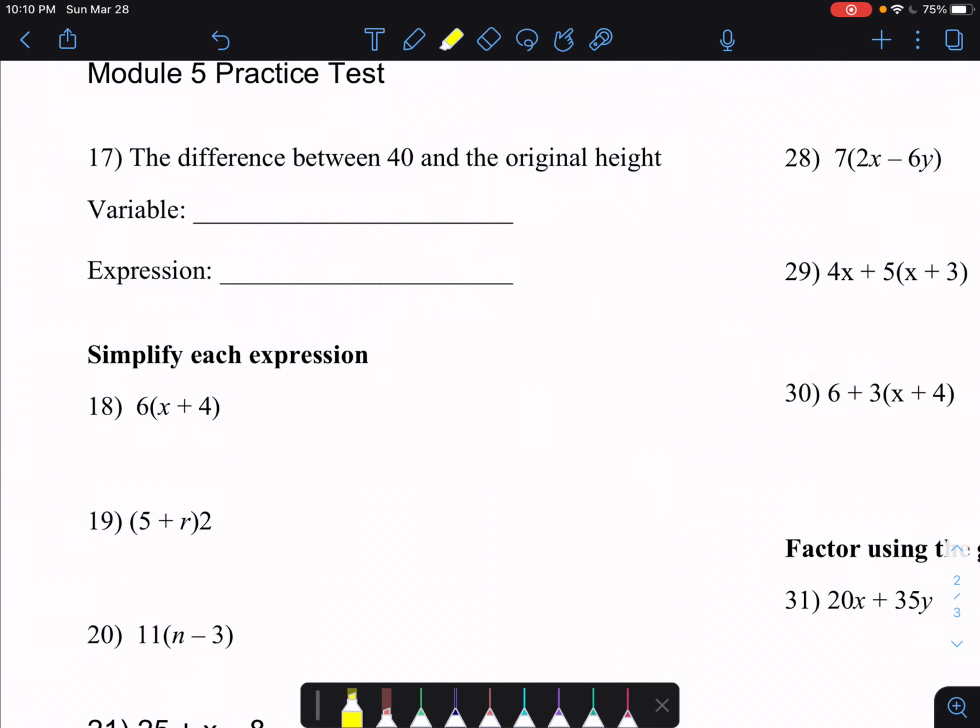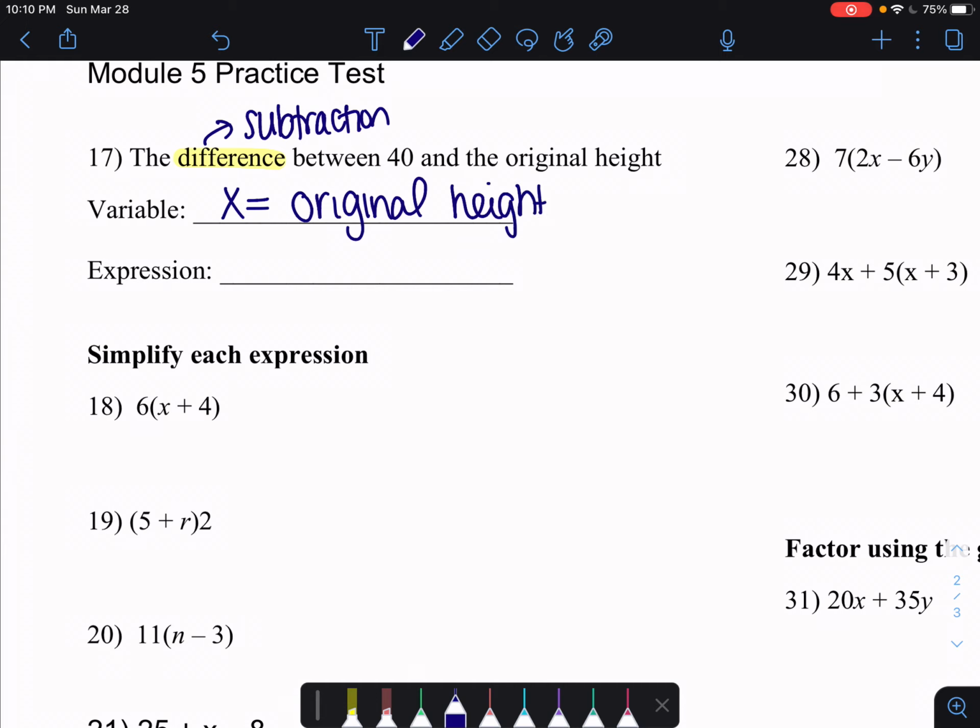So this says the difference, which is going to be subtraction, between 40 and the original height. Well, I don't know what the original height is. And when it says the difference, that means I'm going to subtract in order. So 40 minus x.